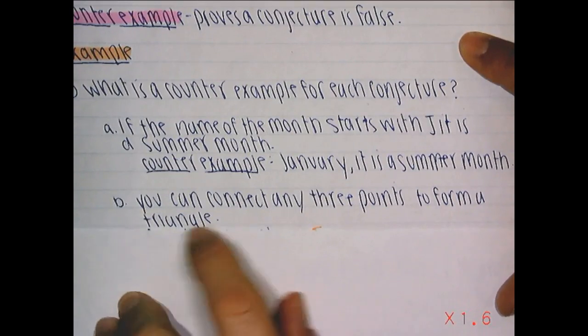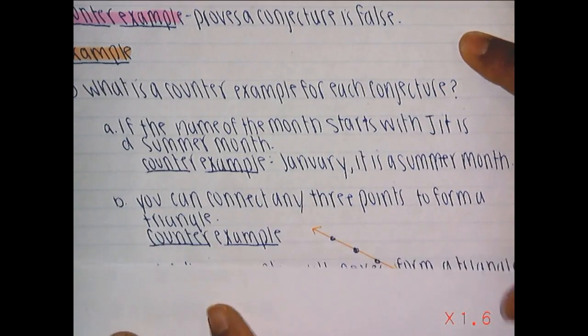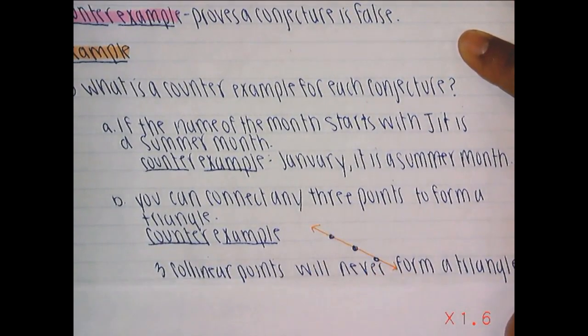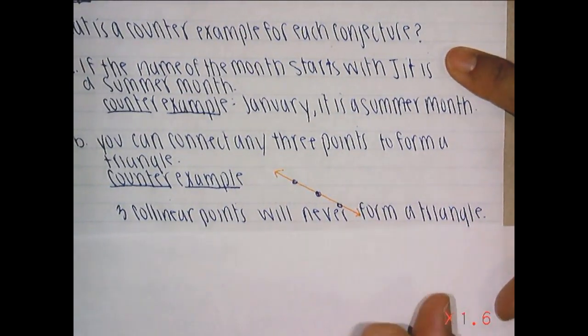All right, you can connect any three points to form a triangle. Well, what if the three points form a straight line? Three collinear points will never form a triangle.